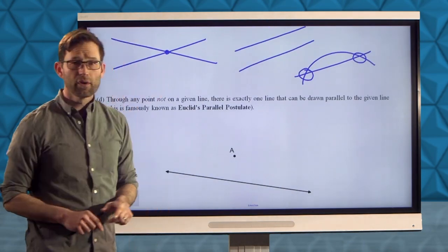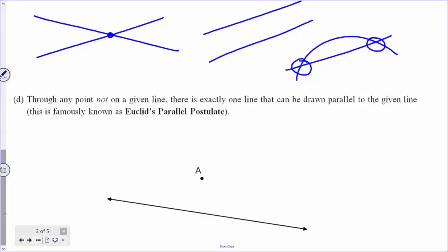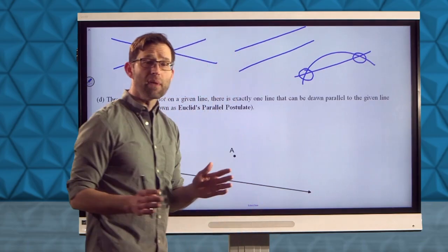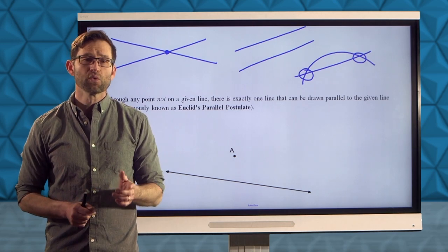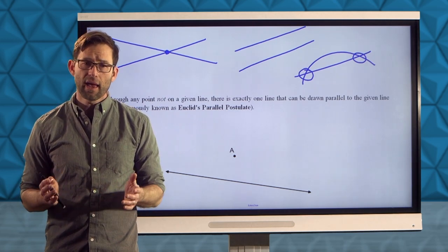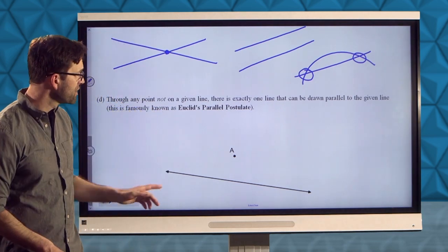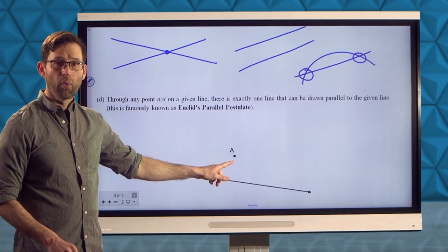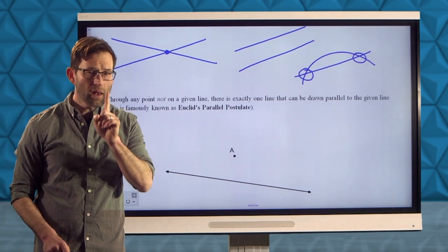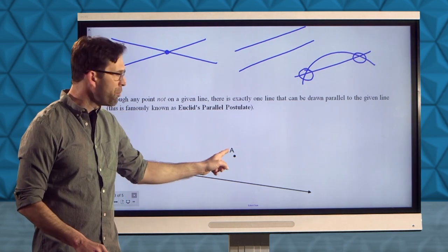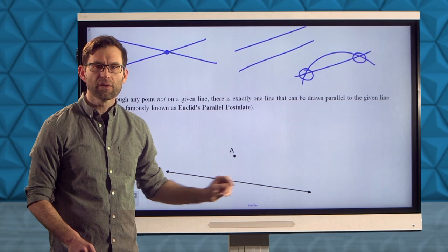Okay, letter D. Let me read through it for you. Through any point not on a given line, there is exactly 1 line that can be drawn parallel to the given line. This is an amazingly interesting postulate or axiom by Euclid. It was one of his most controversial ones. Make sure you understand this. I've got a line. I've got a point that doesn't lie on the line. And what Euclid said was that there's absolutely just one line that will pass through A and will be parallel to this line.